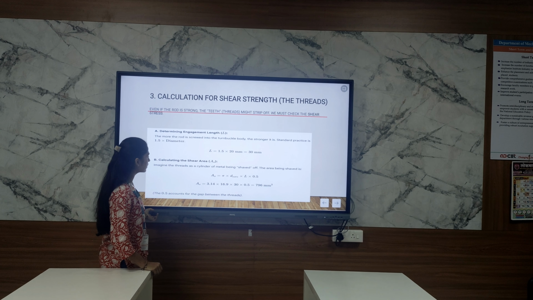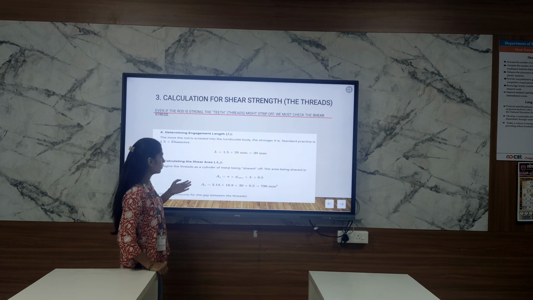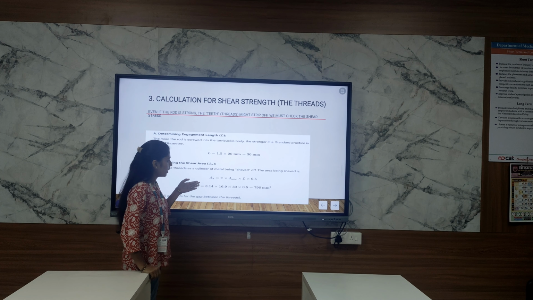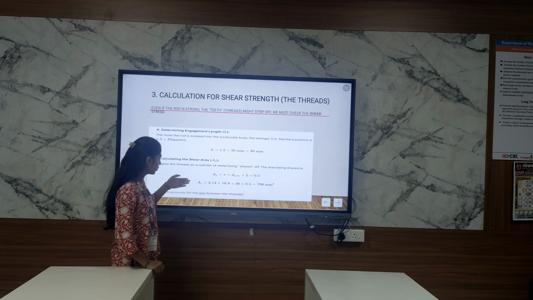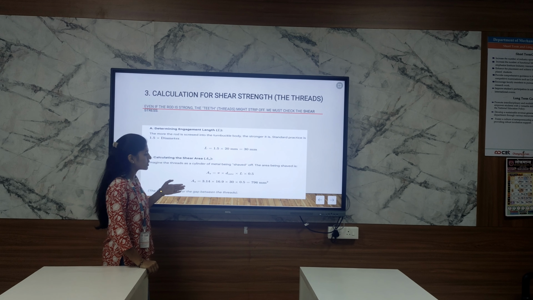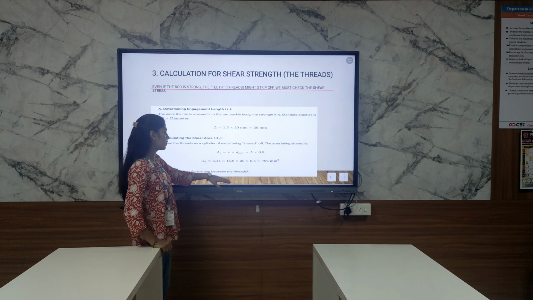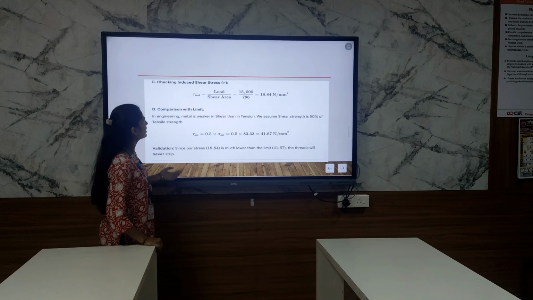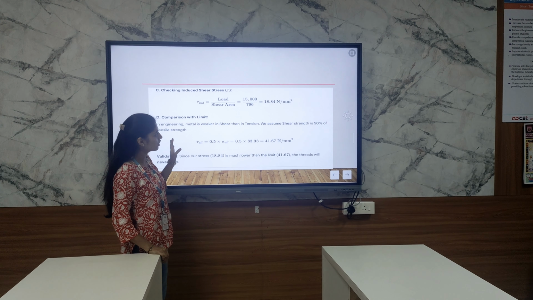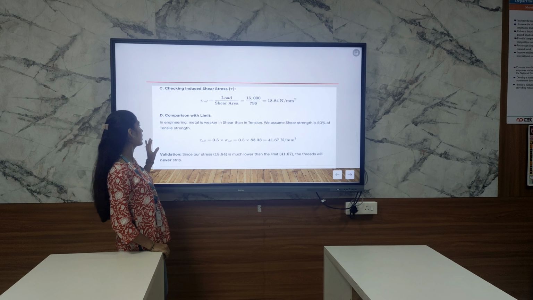Calculating the shear area. Imagine the thread cylinder of metal being shaved off. The area being shaved is As = pi × d_core × length × 0.5. As = 3.14 × 16.9 × 30 × 0.5 = 796 mm². The 0.5 accounts for the gap between the threads. Shear stress: induced shear stress = load/shear area = 15,000/796 = 18.84 N/mm².